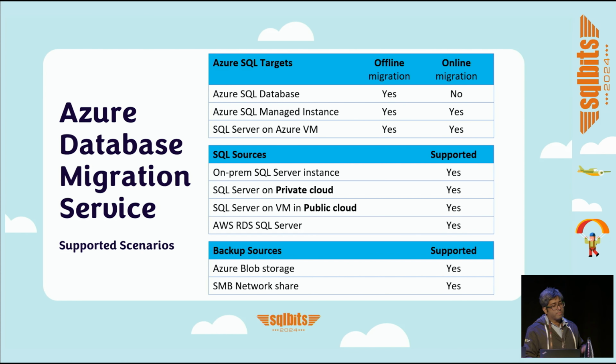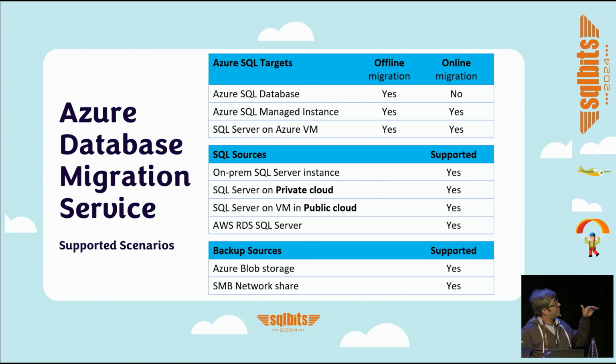So we support majorly all three targets: Azure SQL Database, MI, and VM. And the source can be on-premises, a private cloud, an AWS RDS SQL Server, as well as SQL Server running in another public cloud, right? So we pretty much cover the length and breadth of the SQL estate available today. However, the only difference is that for Azure SQL Database as a target, we only support offline. We don't support online data movement at this point.